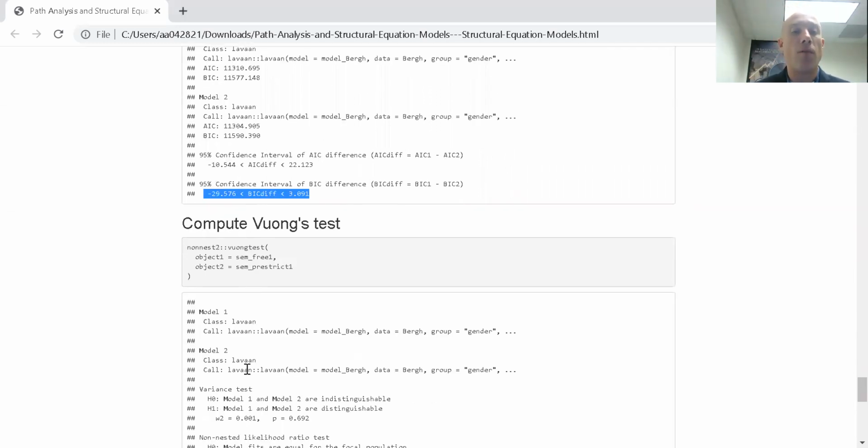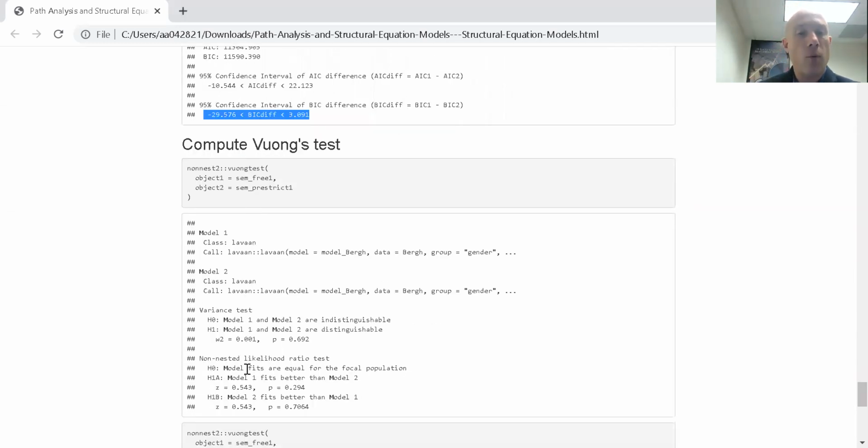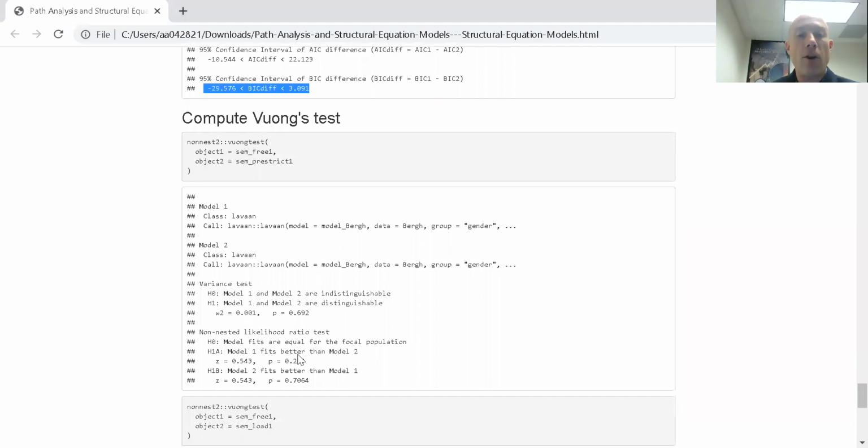Now, we can also use a Vuong test for this. Something that's very nice is that this does two one-way tests for us. I know that I failed to reject the null hypothesis. I failed to reject the null hypothesis. So here we conclude that the free and restricted regression models fit equally well. Then I would go with the simpler model, the one that has fewer parameters, and that would be the one with restricted regression coefficients.